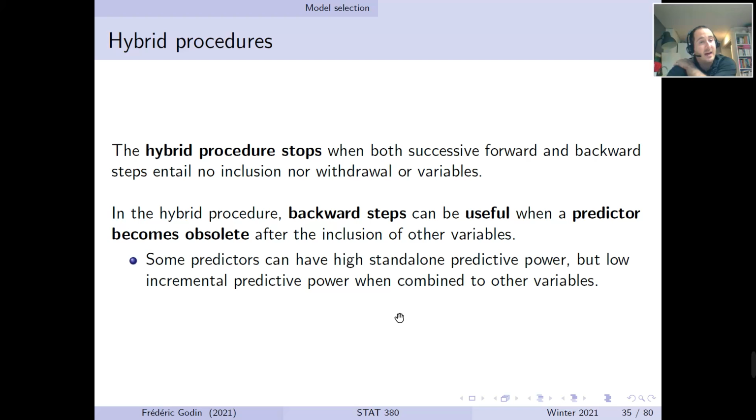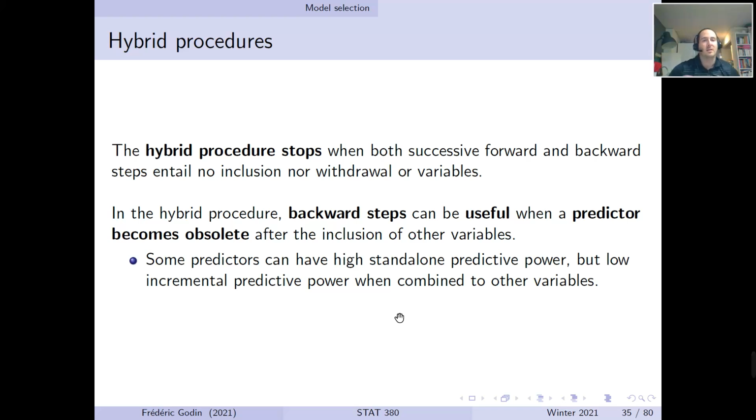For such variables, if you did only a forward step, they would probably be included very early in the selection procedure. But eventually, as you go forward, you incorporate other variables which make the first one somewhat irrelevant, because the first one has very low incremental predictive ability with respect to these new ones. So it might make sense to remove variables which become irrelevant at some point, to make the model more parsimonious.